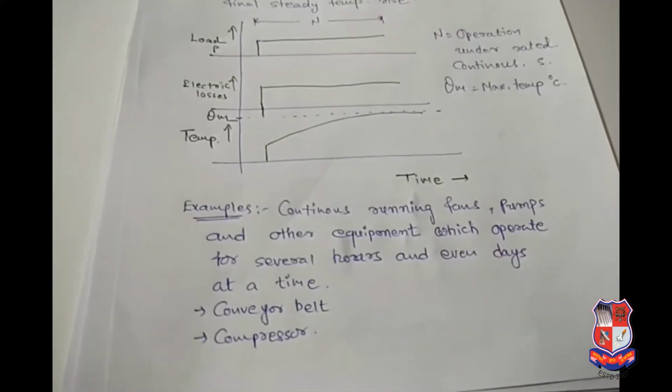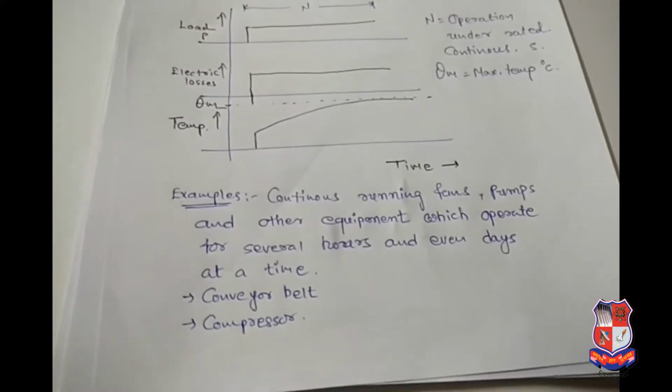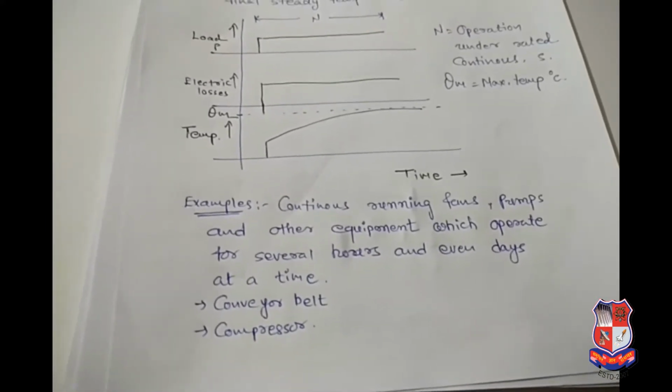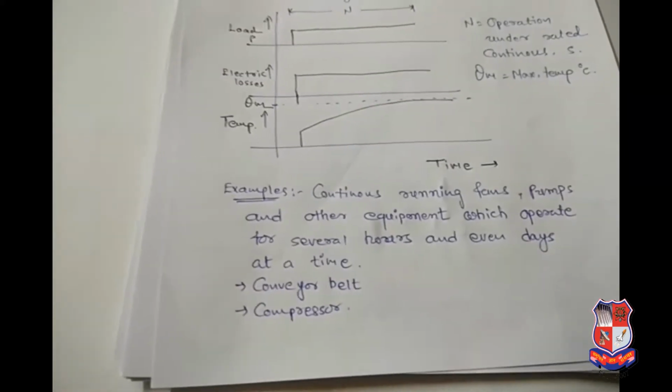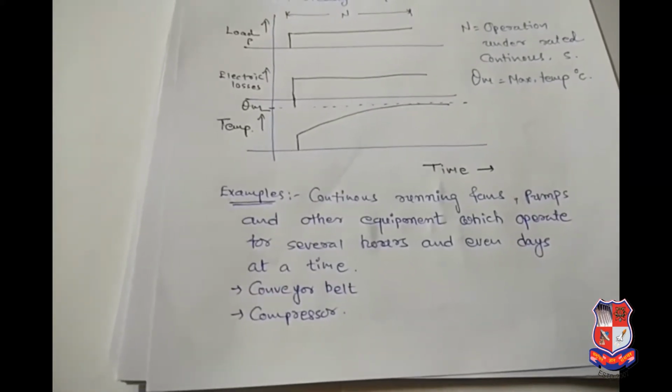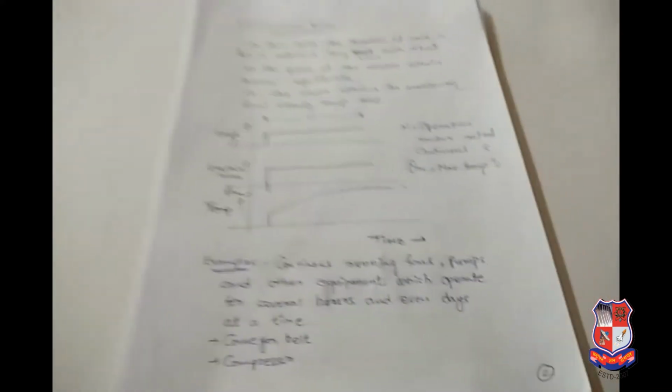Some examples of this type of duty cycle are continuously running fans, pumps, and other equipment which operate for several hours and even days at a time. Also some examples are conveyor belts and compressors. So in this type of duty there is no rest period.